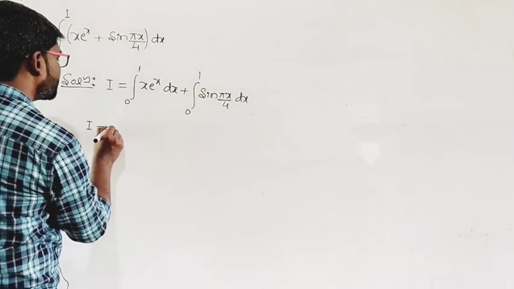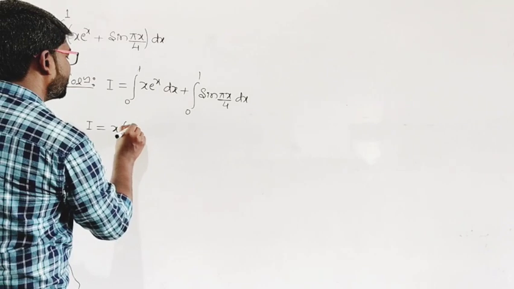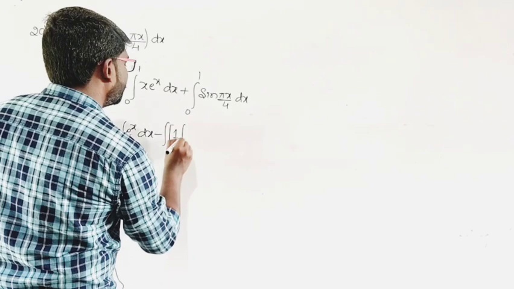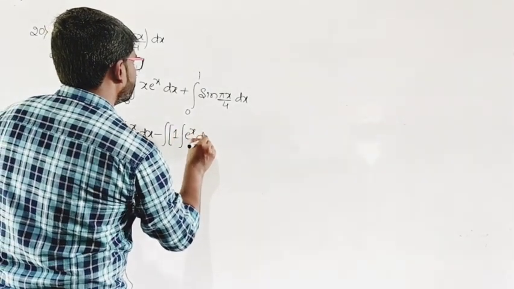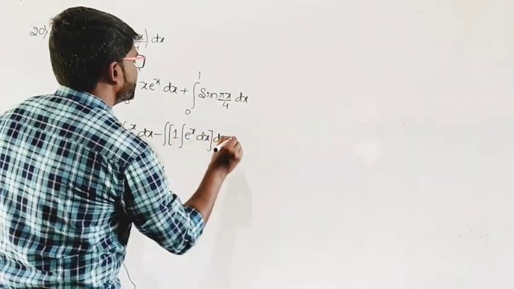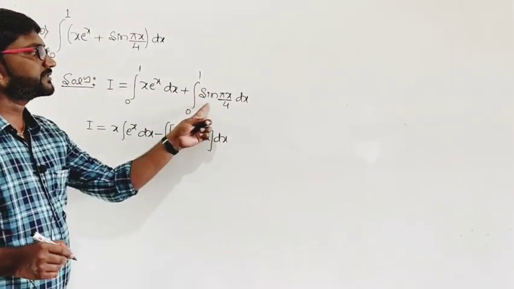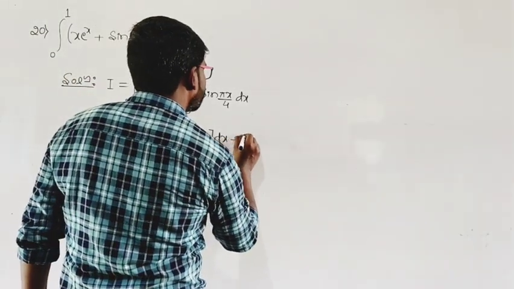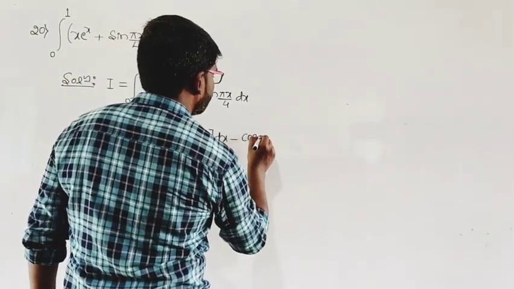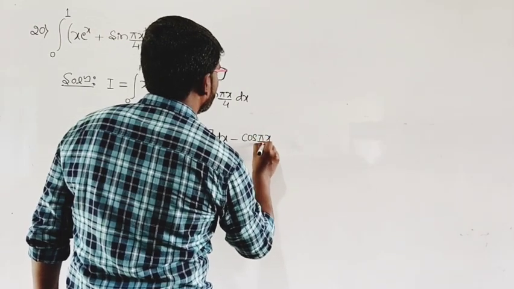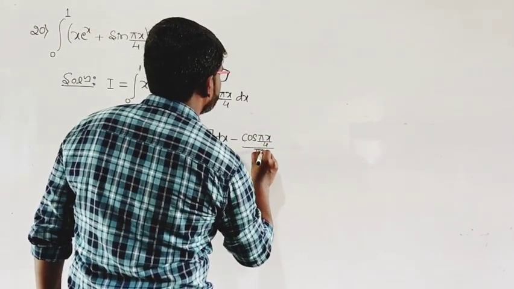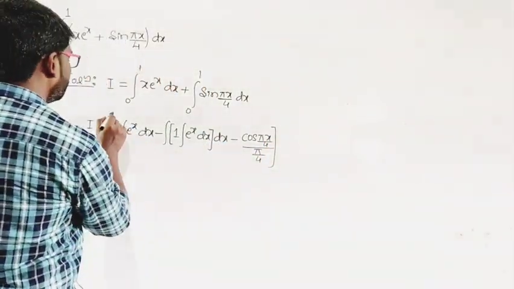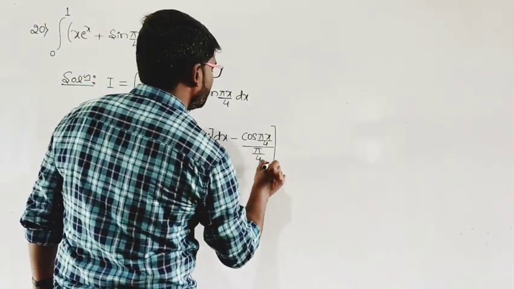I is equal to the first function times the integration of the second function, minus the integral of the derivative of the first function, that is 1, times the integration of the second function, then close the main bracket, write dx. Here, the integration of sin ax will be minus cos ax by a. So we get minus cos ax, that is cos(pi x by 4), divided by a, that is pi by 4. So we have to apply the limit here, that is 0 to 1.